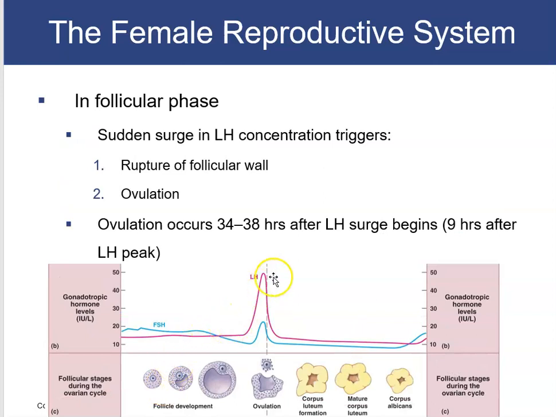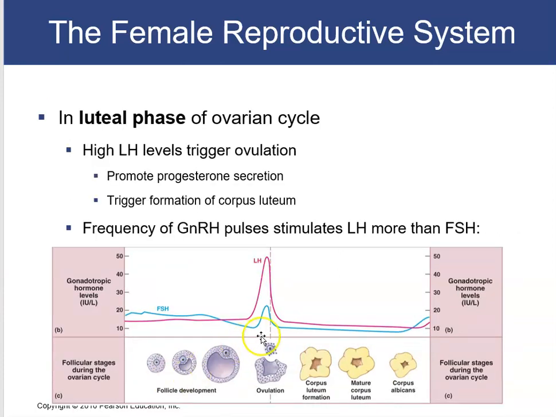Then we get this sudden surge in luteinizing hormone. This ends up triggering the rupturing of the follicular wall and hence ovulation. Ovulation occurs somewhere between 34 and 38 hours after luteinizing hormone secretion begins, or roughly 9 hours after it has peaked. Once ovulation occurs, we enter into the luteal phase.